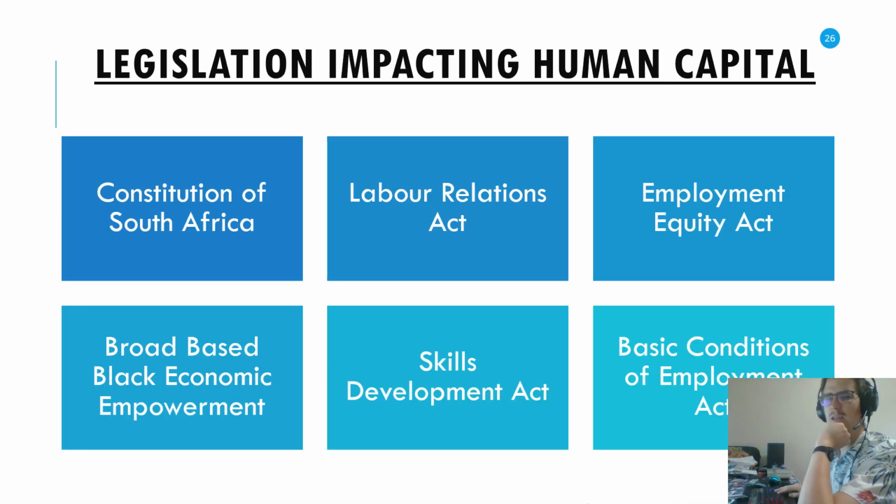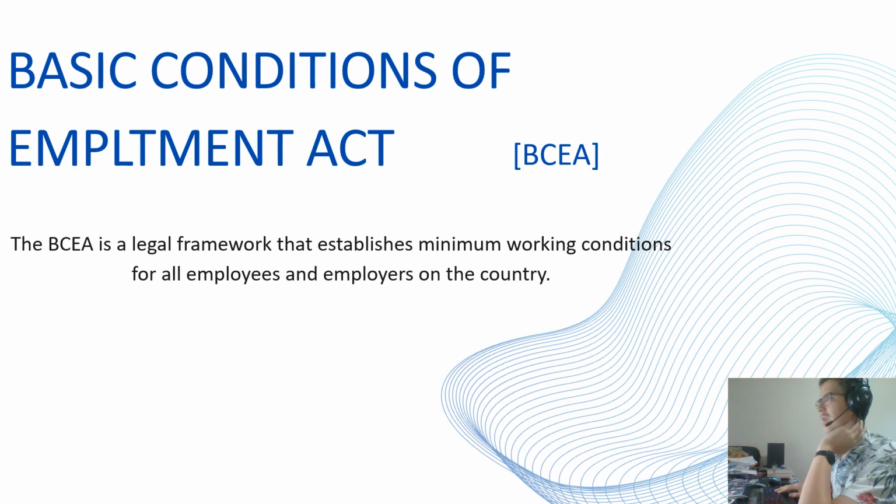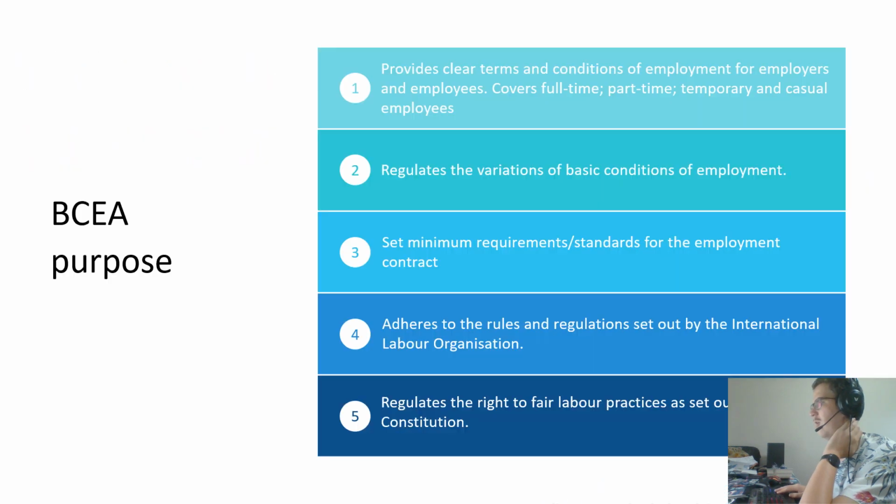Okay, then we have our legislative. What are all of our legal things? So you have your Constitution, which is the highest law in the country. You have your Labor Relations Act, your Employment Act, Broad-Based Black Economic Empowerment, your Skills Development, and Basic Conditions of Employment. So the BCEA is all of the minimum working conditions that you are allowed to have.